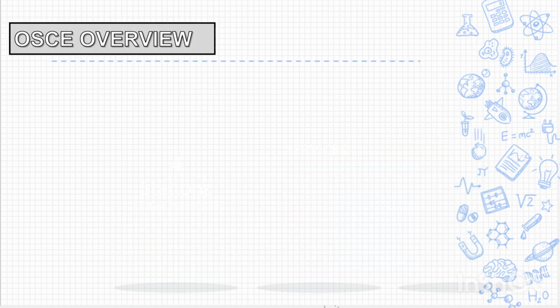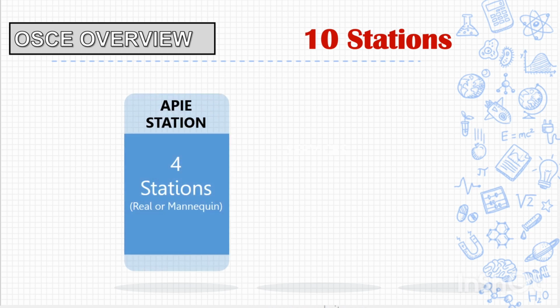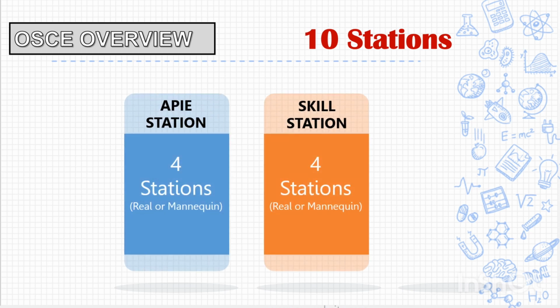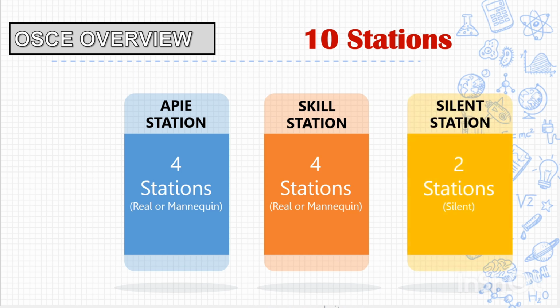Now let's see the OSCE overview. There are totally 10 stations in OSCE, in which 4 stations are APIE stations, 4 stations are skill stations and 2 stations are silent stations. In APIE stations and skill stations there will be a real patient or mannequin. Let's see in detail in the next slide.